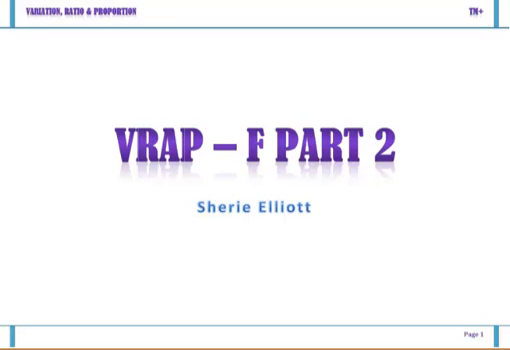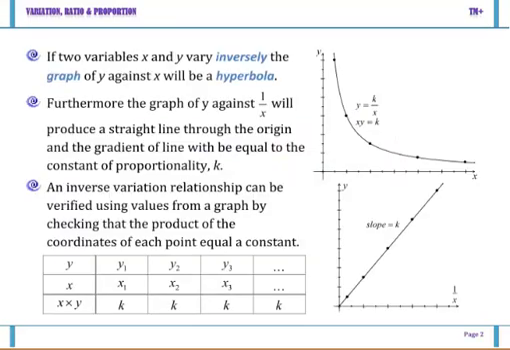This is the second video for section Variation F. In this video we're continuing to look at inverse variation, but we're going to look at the graphs of y against x. When we are looking at inverse variation you'll end up with a hyperbola. We're only going to look at it in the first quadrant, so that positive side of the graph, and you can see what I mean by that shape. And hopefully you remembered that from functions.